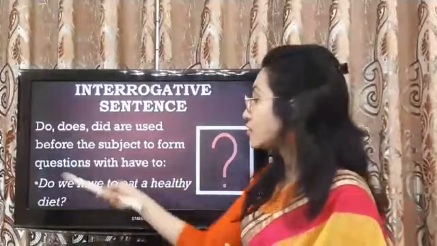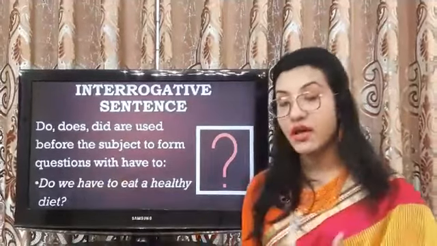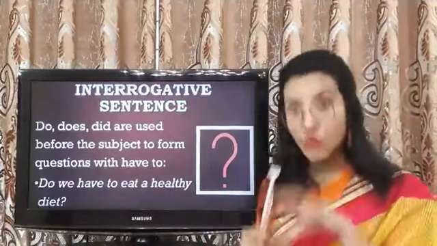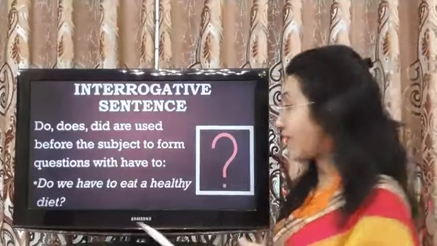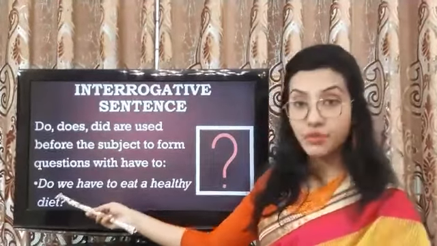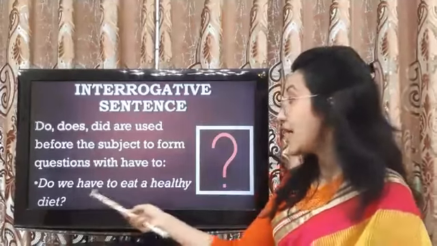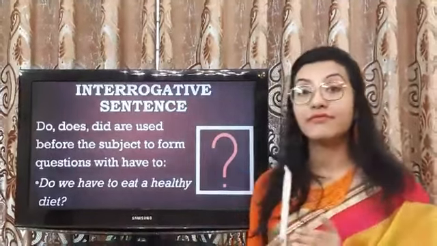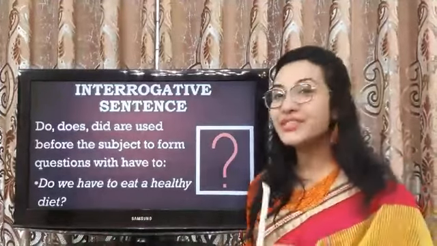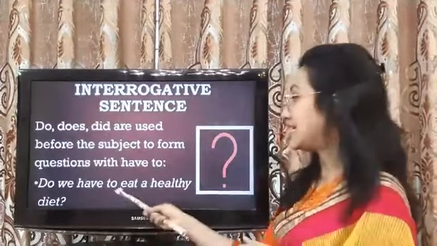So what we have done, we have posed a question here, and for that reason we have put the do part at the beginning of the sentence. Do, we have to. So we have do, then we have the subject, we have to, and remember after have to, has to, or had to, we always should use the present form of the verb, eat.